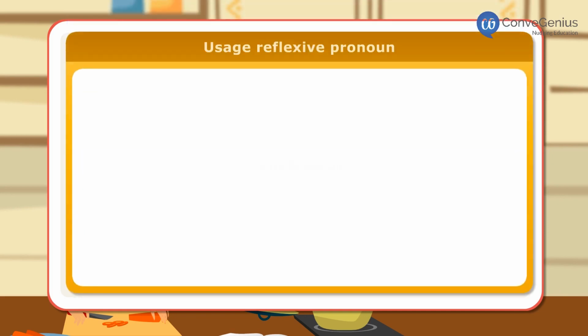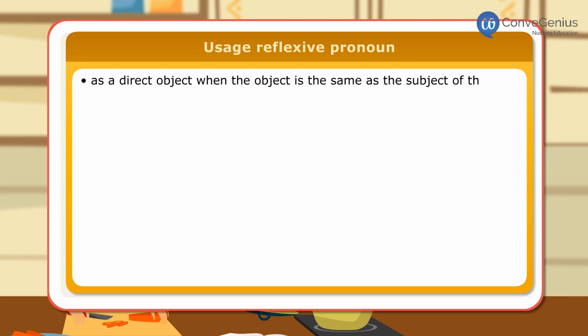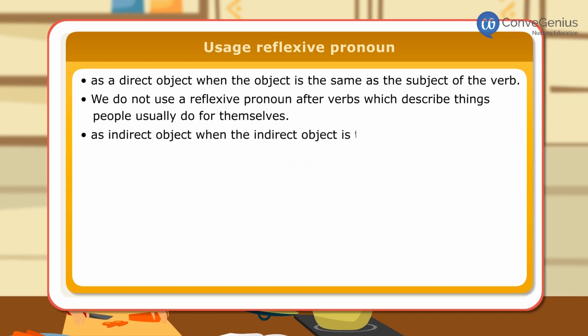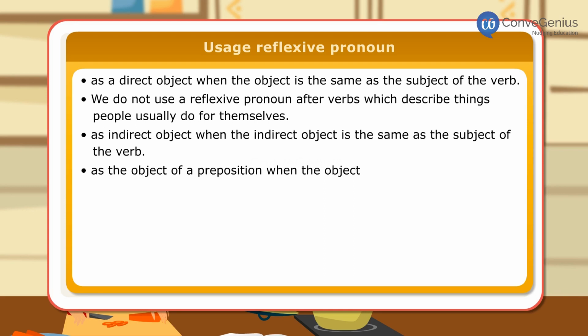Usage of reflexive pronouns: we use a reflexive pronoun as a direct object when the object is the same as the subject of the verb. We do not use a reflexive pronoun after verbs which describe things people usually do for themselves. As indirect object, when the indirect object is the same as the subject of the verb. As the object of a preposition, when the object refers to the subject of the clause.